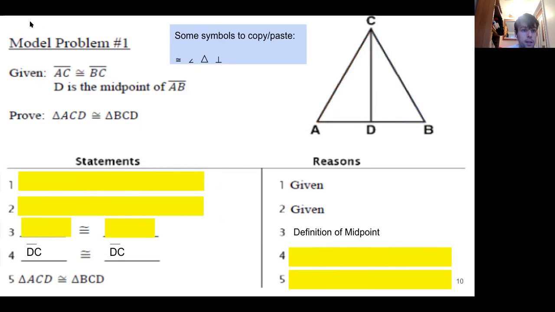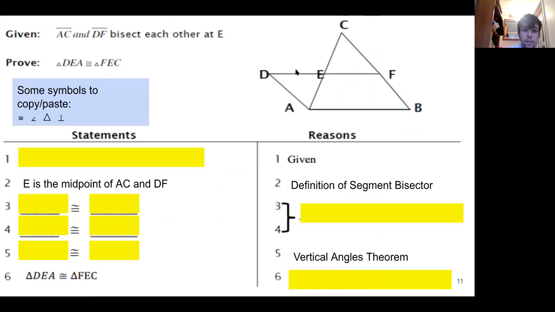All right, next. All right, this one's a little tricky because we do need to figure out what triangles we're trying to prove are congruent. So we're trying to prove DEA, this triangle here, is congruent to FEC. Okay, so those are the two triangles we're trying to prove are congruent.